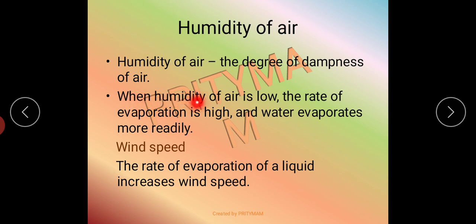When the humidity of the air is low, the rate of evaporation is high and water evaporates more readily. Under these conditions, sweat from our body evaporates readily and we feel cool and comfortable. The wet clothes dry quickly under conditions of low humidity. When the humidity of air is high, then the rate of evaporation is low and water evaporates very slowly.